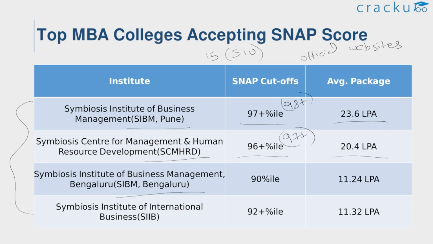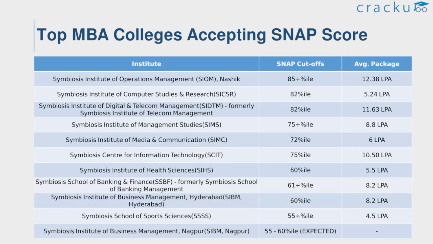And next, SIBM Bengaluru, which has a SNAP cutoff of around 90 percentile. And the average package for SIBM Bengaluru is 11.24 lakh per annum. And finally, SIIB, which has a SNAP cutoff of 92 plus percentile, and the average package is 11.32 lakh per annum.